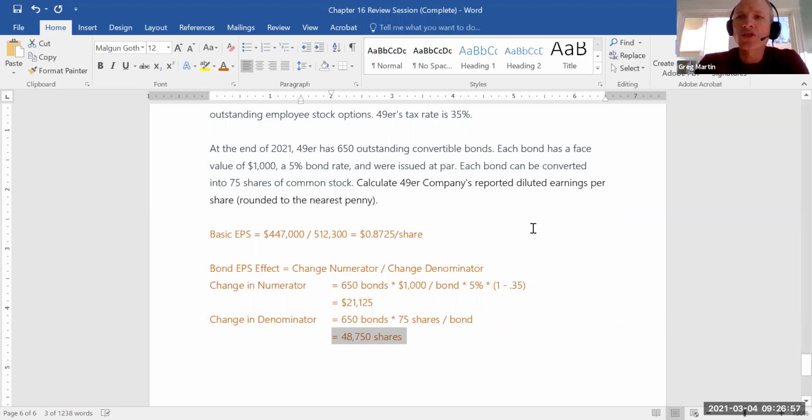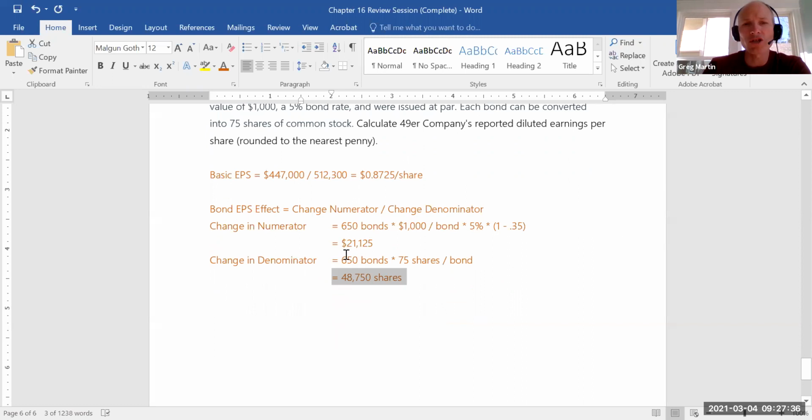Somebody asked me, is there a time when the change is negative? No, I can't think of a situation where it would be negative. Whether it's a preferred stock or a bond, getting rid of that item is going to increase the numerator no matter what. I cannot think of a situation where it would make the numerator smaller. And by the way, if the numerator is smaller and the denominator is getting bigger, it's dilutive. So that becomes really easy. But again, I cannot think of a situation where that would be the case.